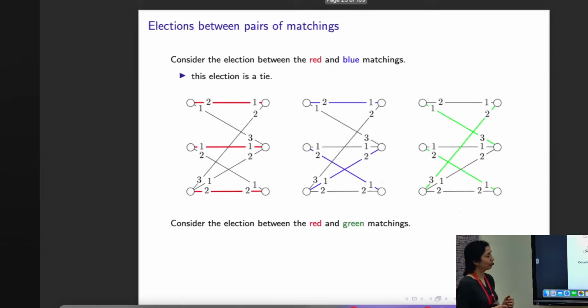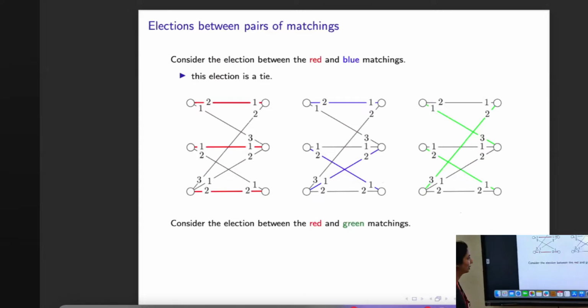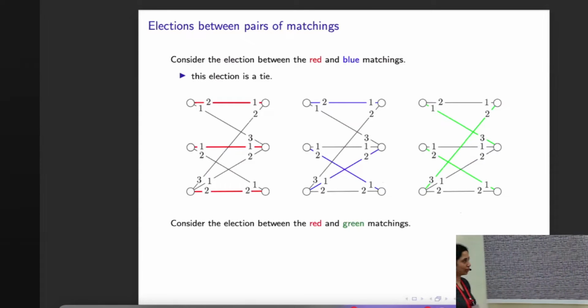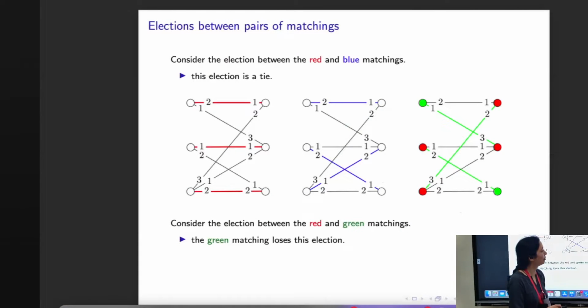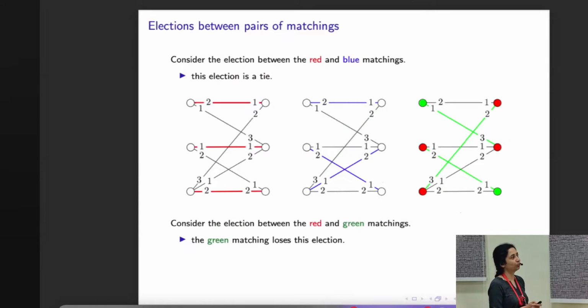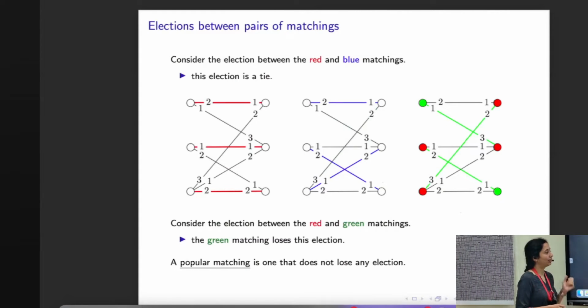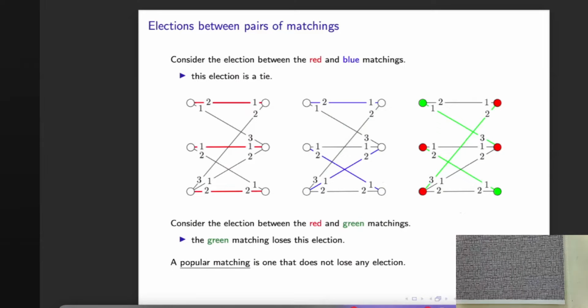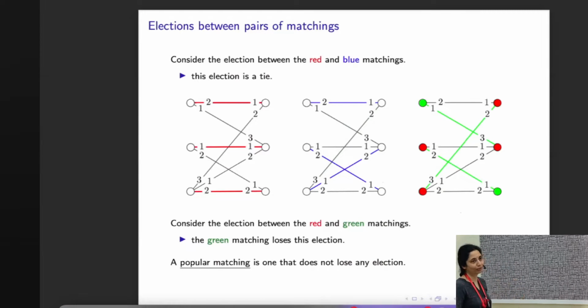Now let's look into the picture, the green matching. And let's consider these 2 matchings. We can go through each vertex one by one as we did. And believe me, these 4 vertices like the red matching, and the remaining 2 vertices prefer the green matching. So the red matching wins the election since it gets 4 votes. So a popular matching is one that does not lose any election. So the green matching for sure is not popular. It has lost at least one election. Whether the red matching is popular and the blue matching is popular, we still have to hold other elections to see that.